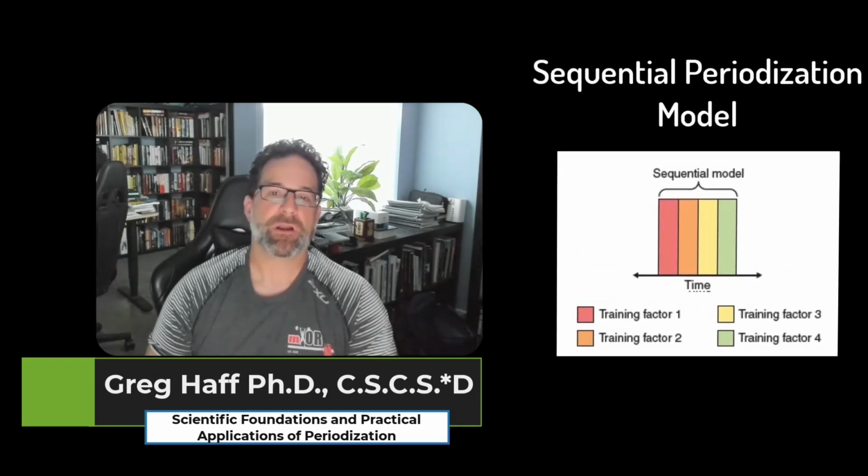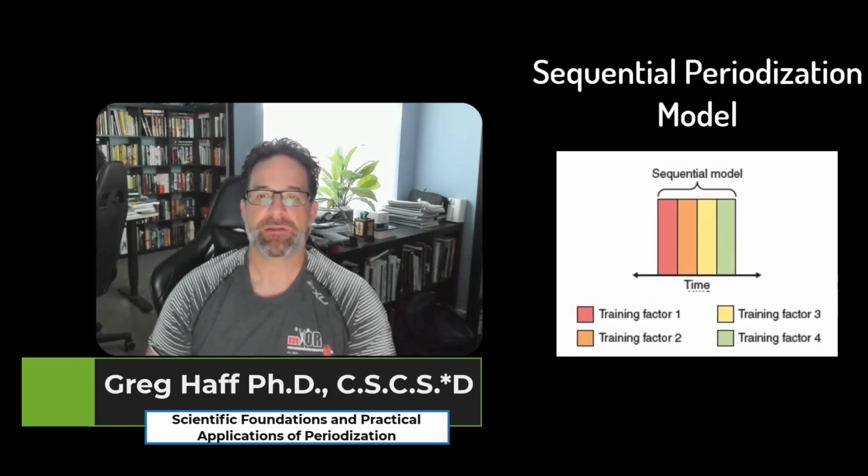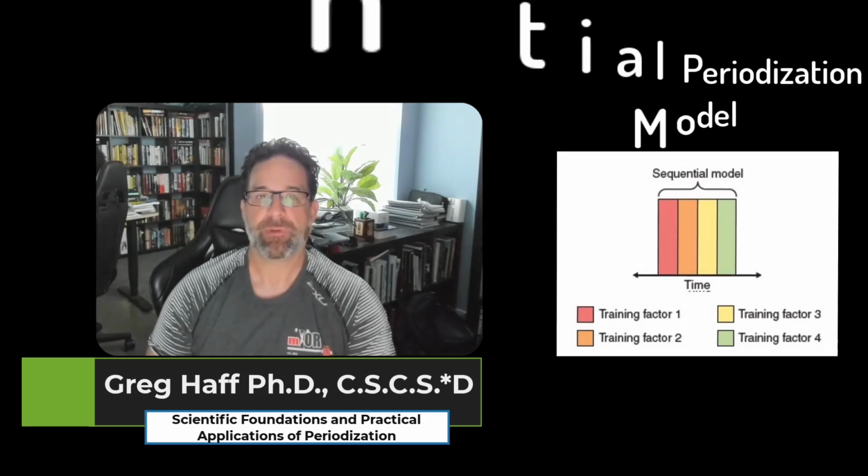The second model is the sequential periodization model. Here we're going to arrange an individual or a limited number of training factors into a logical sequential pattern to target specific outcomes. This model is ideally suited for intermediate to advanced athletes who require a greater training stimuli than what can be applied with parallel models.